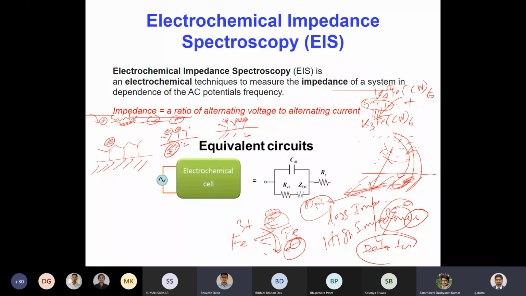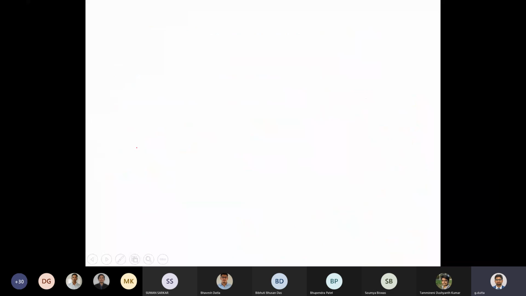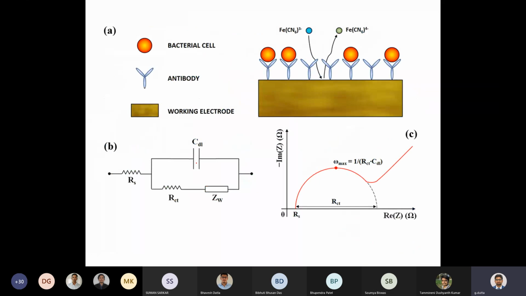Yes, sir. So this way, your surface will contain more and more protein, and more and more protein means you are hindering the electron transfer from solution to electrode. I'll show you some example here.